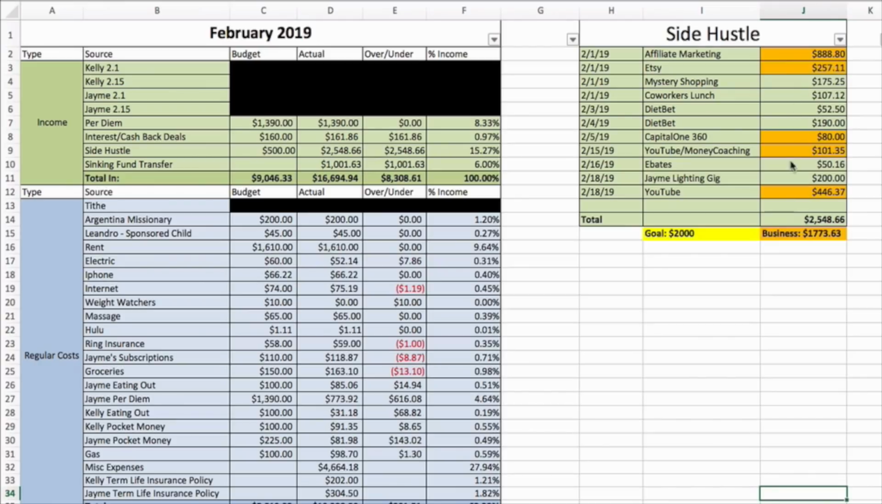Anything that's highlighted in orange here is for my business, so any business revenue that I received. Our goal for side hustle this month, before it was $1,000, we doubled that. Our goal was $2,000 for side hustle, and as you can see, we blew past that as well. We received $2,548.66 in side hustle, and $1,773.63 of that is business revenue, which is incredible.